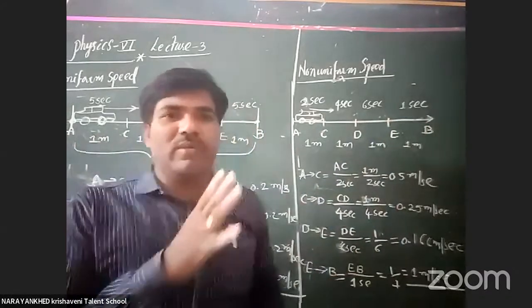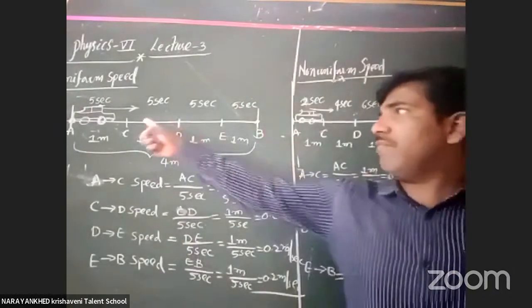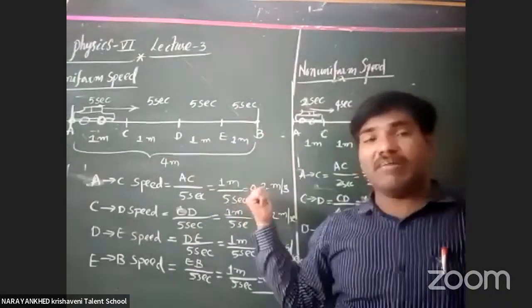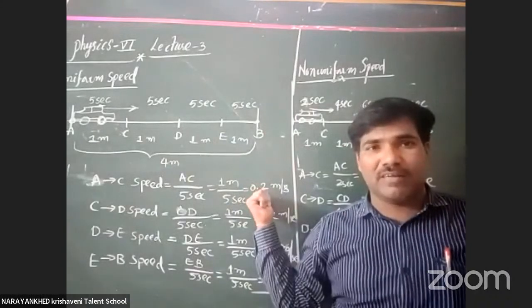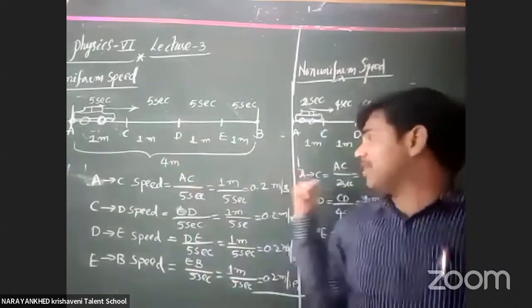Not uniform. Here, every time, we can't say fast and slow. Everywhere it travels an equal distance, so the speed is equal, it is contained. Everywhere 0.2, 0.2, 0.2 only. Here, but it is not like that.